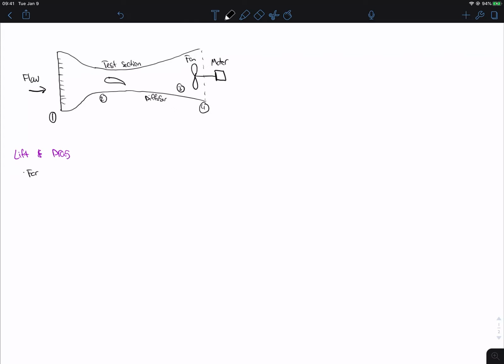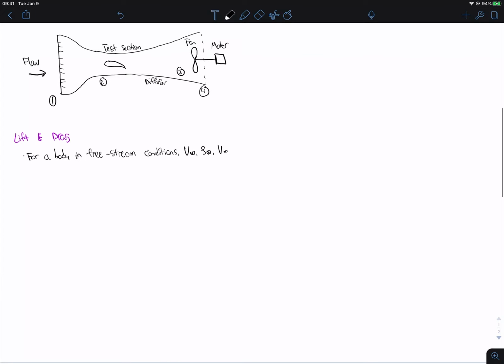So we'll say for a body in free stream conditions, and that means V infinity, rho infinity, and P infinity, then we can find the aerodynamic forces using either of 2 methods. One is a force-sting balance, and the other is integrating the pressure distribution over the body.